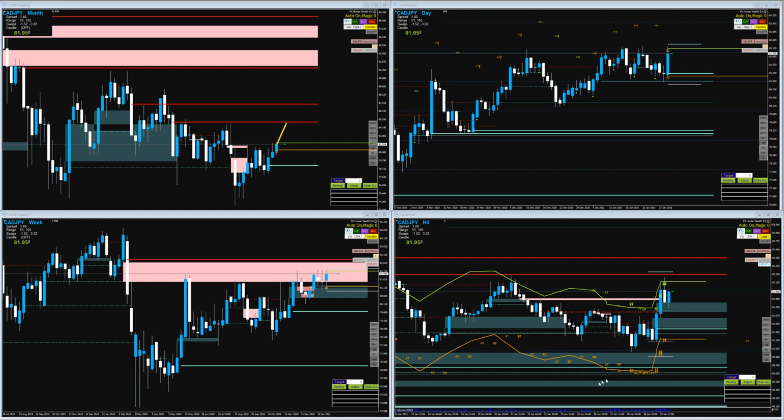Look what the retail is doing. Retail actually started shorting heavily while the price is starting to move higher, right? So the smaller correction and the continuation up on the CAD JPY is very possible.